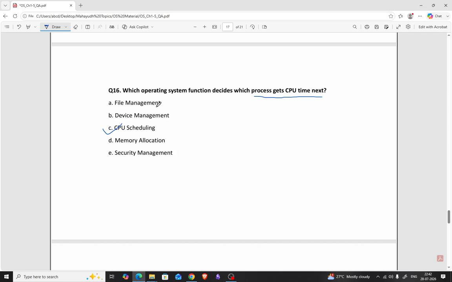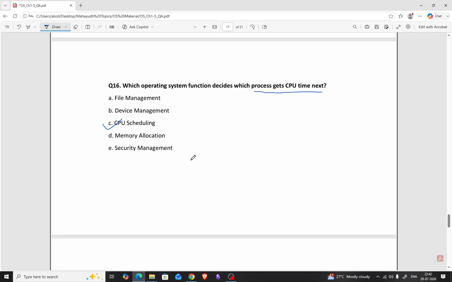Now we will see, file management organizes your files and directories. Device management controls input output of your devices. Memory allocation manages the RAM. Security management protects your system resources.